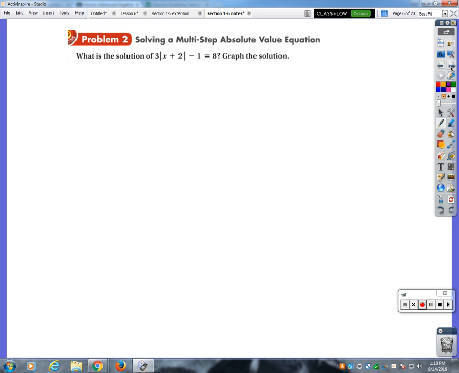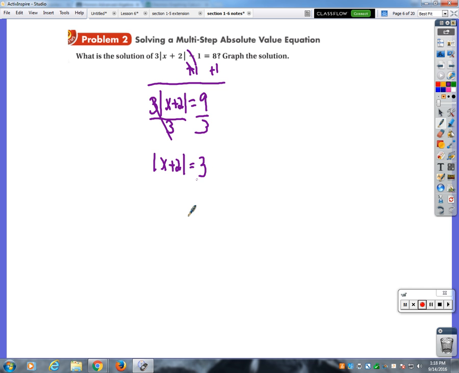So how can I get rid of this negative 1? By adding it. Add 1 to both sides. So if I add 1 here and I add 1 here, those cancel, then I get 3 times the absolute value of x plus 2 equals 9. Then I divide both sides by 3, good. And then that sets me up, like I said, in the same situation that we were in the last problem. I now can write two equations based on this. What's the first equation that I can write?